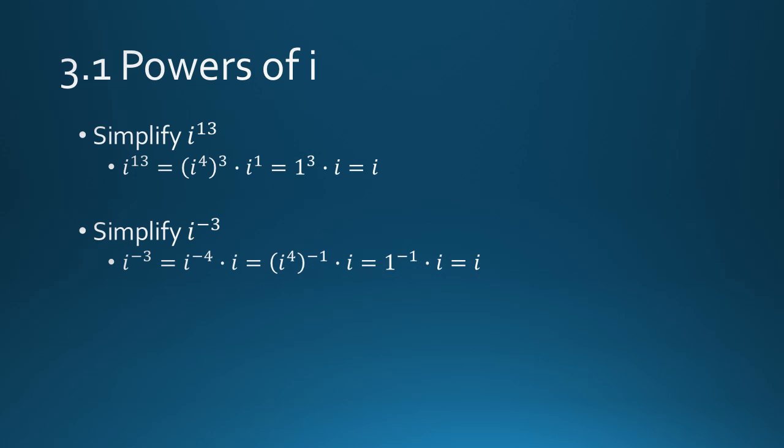Really, we just did the same thing. We split -3 up into -4 plus 1. So we have i to the -4 times i. i to the 4th power is just 1, and 1 to the -1 is 1. So we end up with, again, just i.